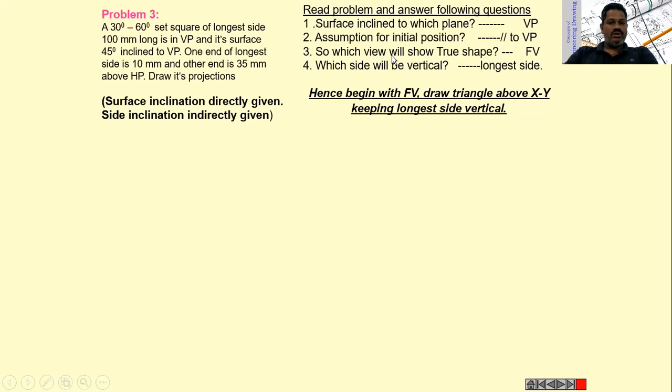Then we have to draw the true shape. The true shape we will get in the front view. Then we need to take the condition. The longest side will be the vertical. That is also given in the problem.